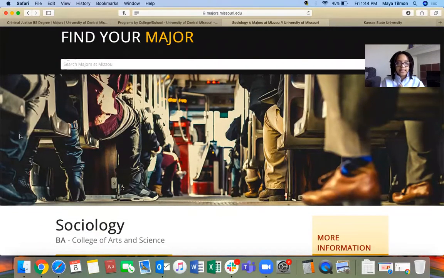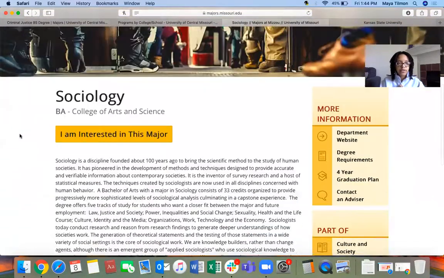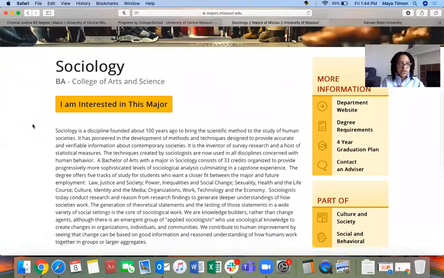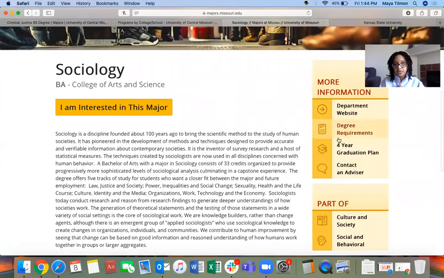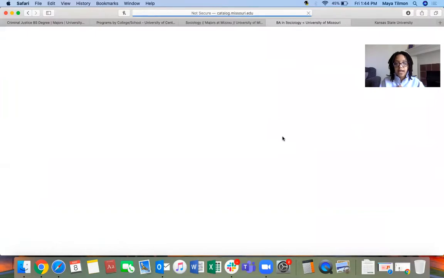So if you don't see the exact name of that major on the college's website, don't automatically rule them out because they might have it. It might just be under something different. So for Mizzou, it's under their sociology major. So this tells you a little bit more about sociology. Then over here on the right side, this is where we're looking for things. So the degree requirements is where it's going to take you to the catalog.